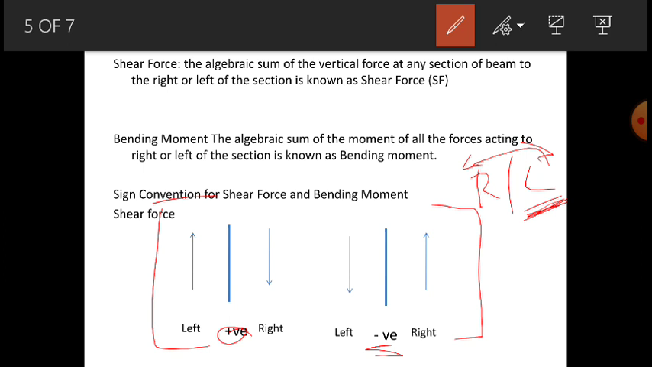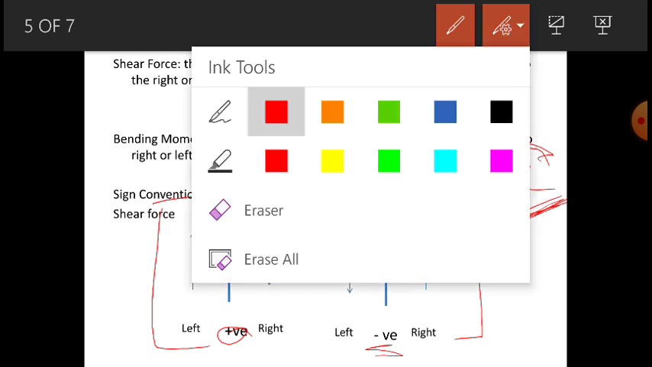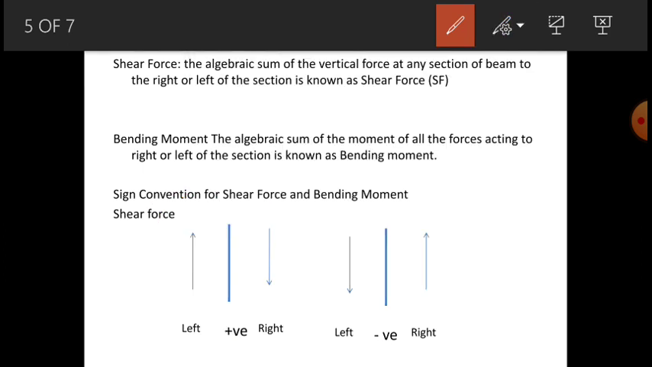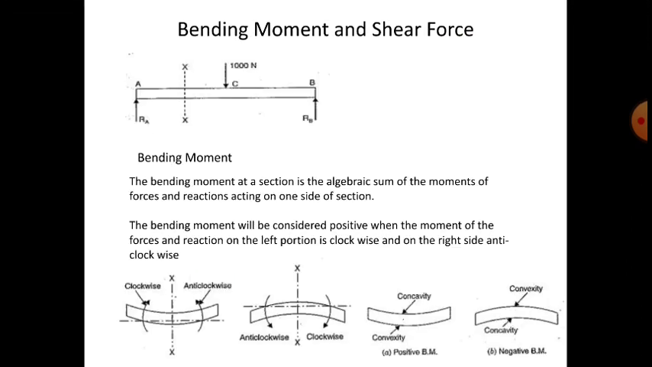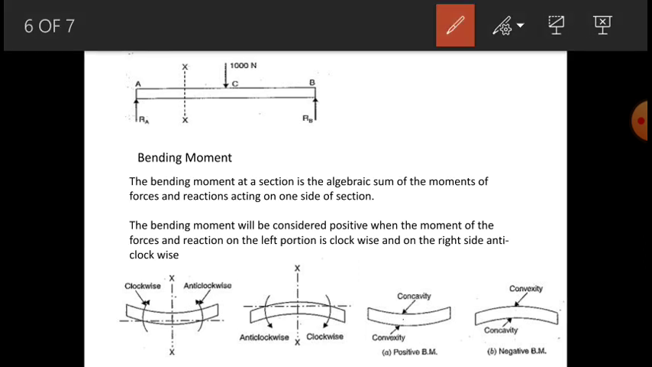So we will be considering the left hand side sign conventions. That is, on the left hand side the upward forces are positive, and downward forces are negative. That is the sign convention for the shear force. Now here we'll try to understand this sign convention.